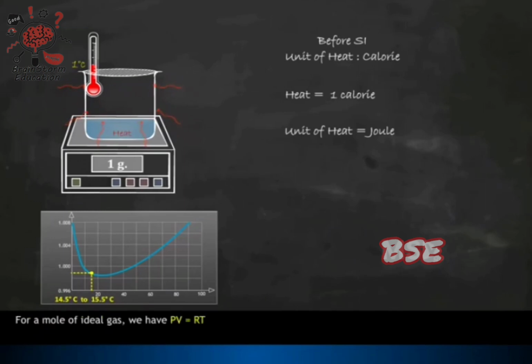For a mole of ideal gas, we have PV equals RT. This gives us P delta V by delta T at constant P equals R.